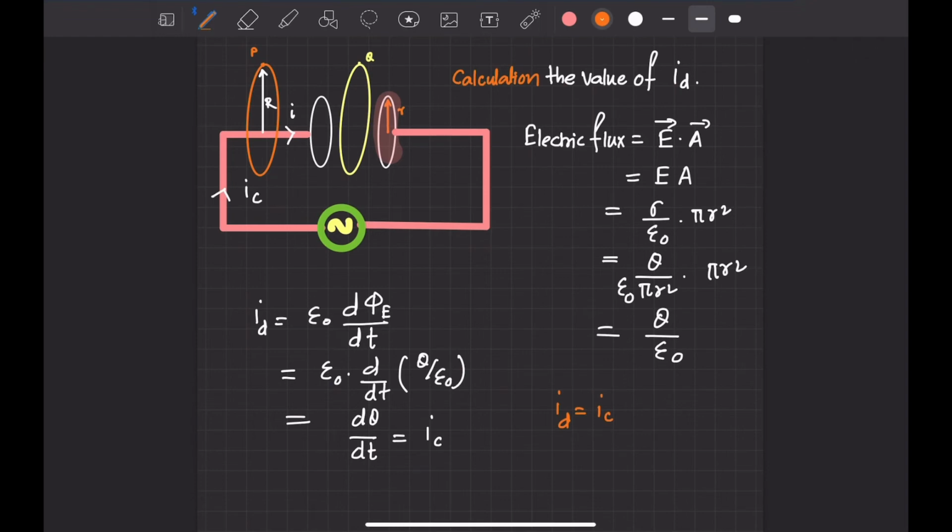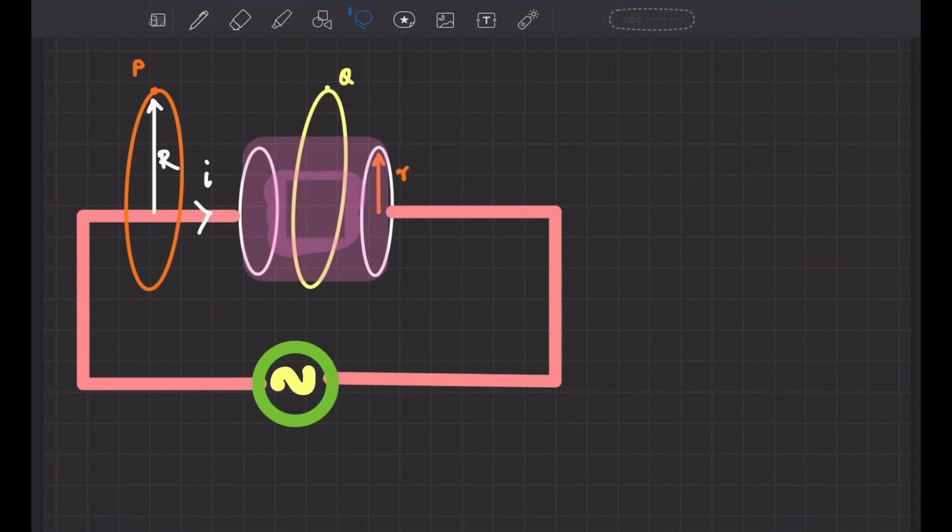Okay, so in the very next step, we're going to prove that the magnetic field at the point P is equal to the magnetic field at the point Q. So here what we're going to do is find the magnetic field at the point P and at the point Q. As you all know, this is a parallel plate capacitor, which is circular, that is disc form, and P is a point near the electric wire, and Q is the point between the parallel plate capacitor.